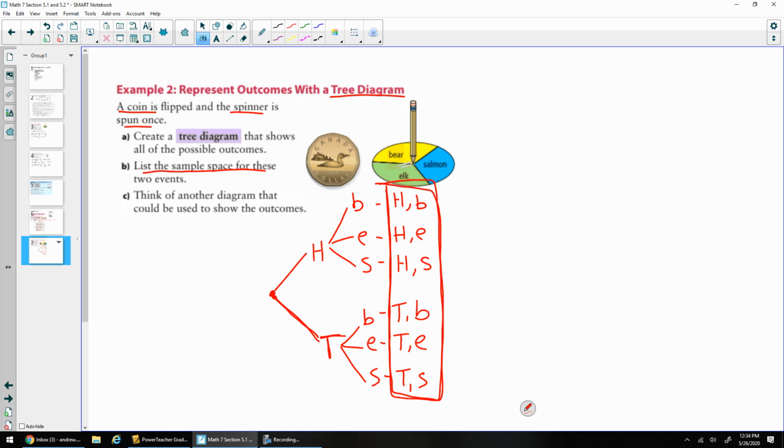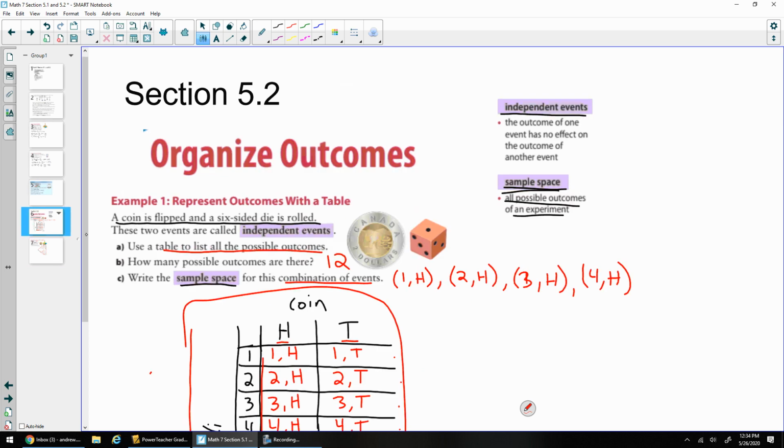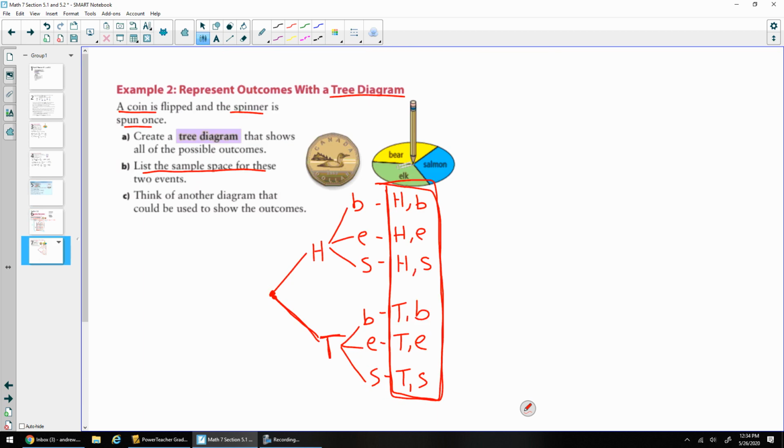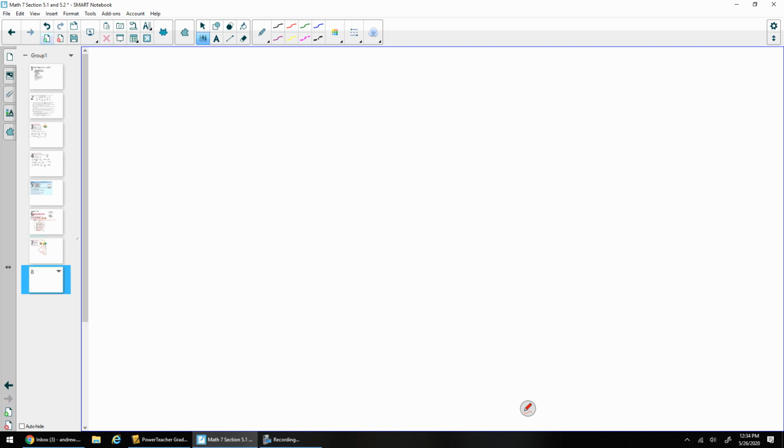What's nice with, okay, so tree diagram and table are the two that we're looking at. We could have used the table just like before, but we didn't. What's nice about a tree diagram is, what if you had a coin with the queen on it? There's a good profile. What if you flipped it 3 times?